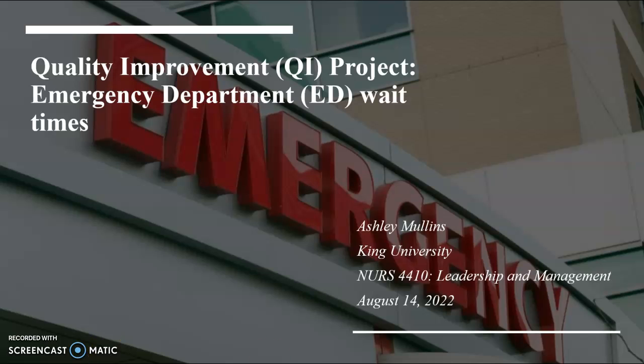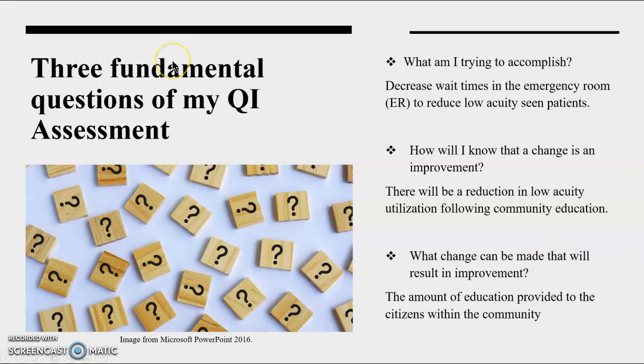To begin, we are going to talk about my quality improvement assessment and the three fundamental questions. Number one, what am I trying to accomplish? And that is a decrease of wait times in adult patients seen in the ER. By educating the community on differences between urgent care needs versus ER needs, I will be able to reduce the amount of low acuity patients seen at my local ER within 3 months.